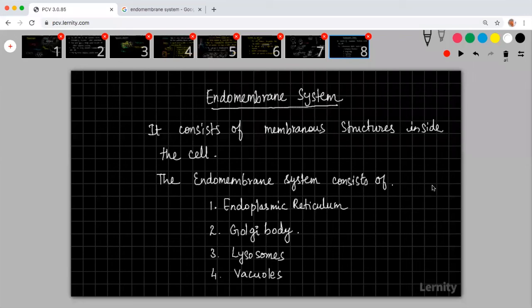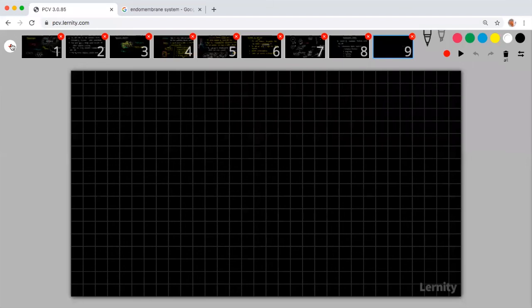Okay, if you're done, we can start with endoplasmic reticulum. Okay, you have endoplasmic reticulum.